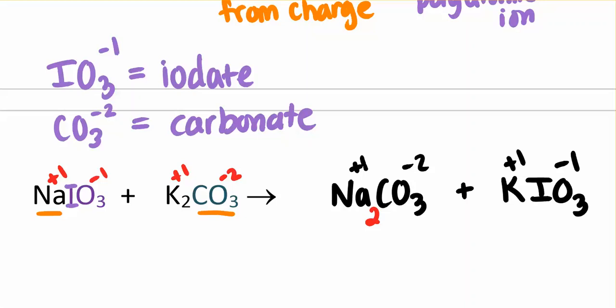Now let's balance. Spot something that's not balanced, and what stands out to me is the sodium's not balanced, so let's just start with sodium. There's 2 sodiums in the product and only 1 in the reactant. So I'll put a 2 here. And then what should I balance next? I should balance iodate next because this 2 just affected iodate. So there's 2 iodates here. In the product there's only 1 iodate, so I'm going to put a 2 there.